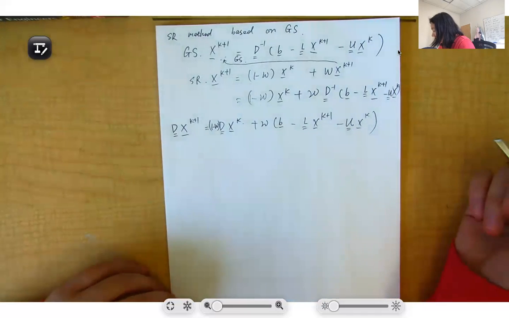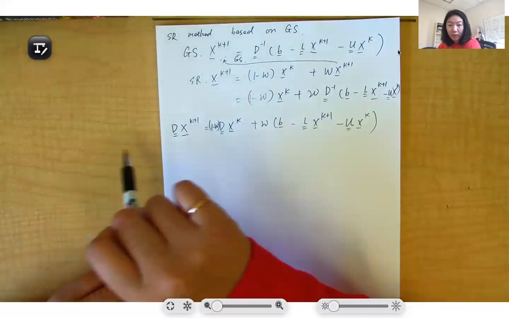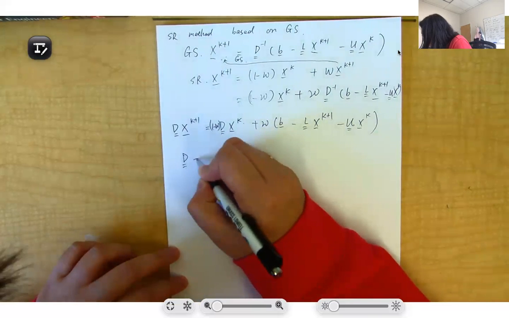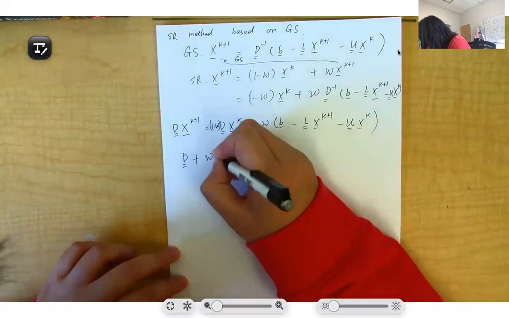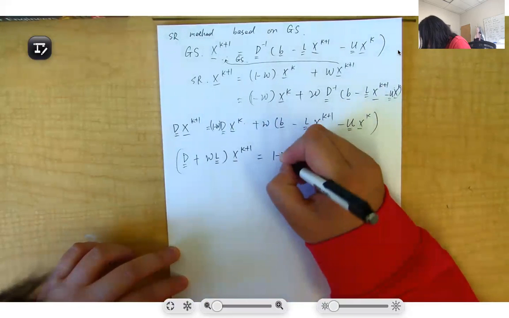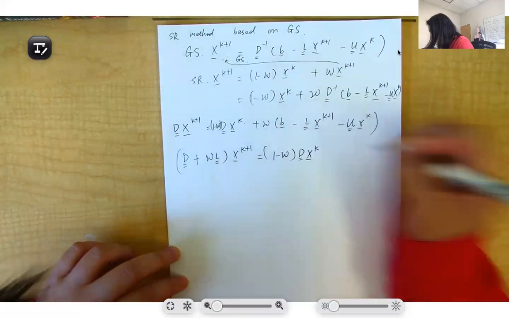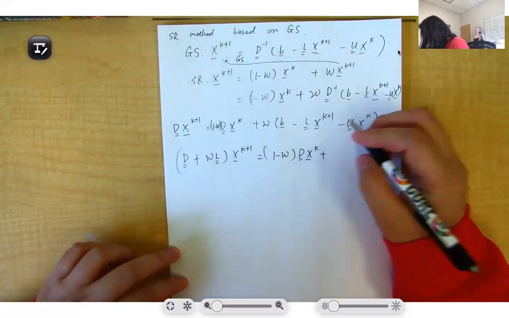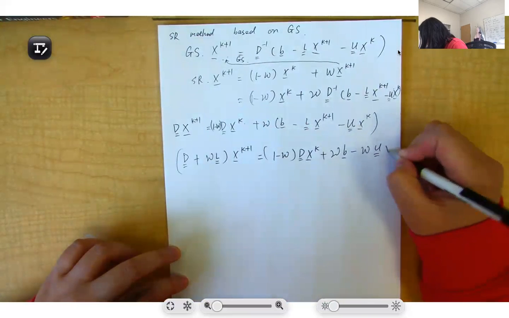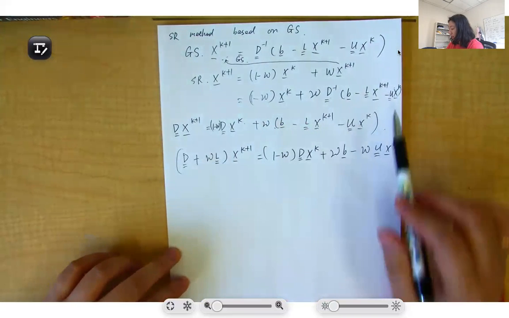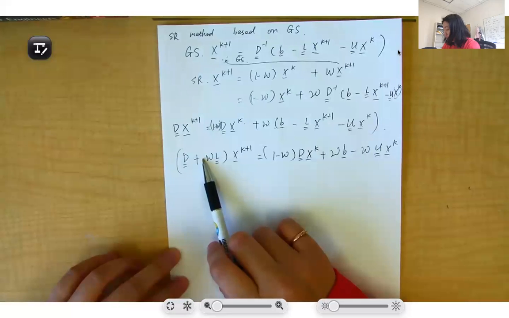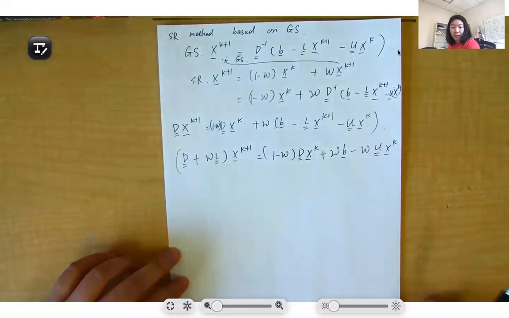Then what we can do, we can put all the x_{k+1} into the left side, okay? So (D plus omega L) x_{k+1} will be equal to (1 minus omega) D x_k plus omega b minus omega U x_k. We just open this parenthesis and we put this term, the omega L x_{k+1}, into the left side. So there is a plus sign here. We just rearrange these equations.